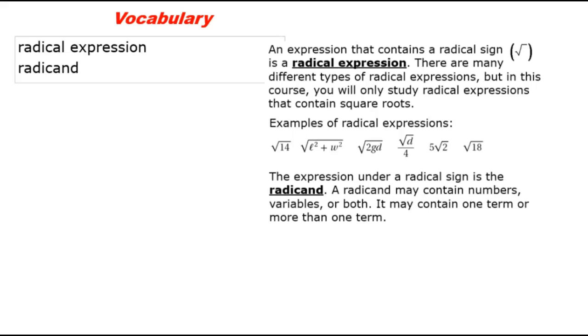Okay, for our vocabulary, we have something called a radical expression. It's not an equation, it's just an expression. All that means is that there is a square root sign. And then we have something called the radicand. The radicand is whatever's underneath the square root sign. This is the radicand. Make sense? A radicand can be numbers, it can be variables, it can be numbers and variables.